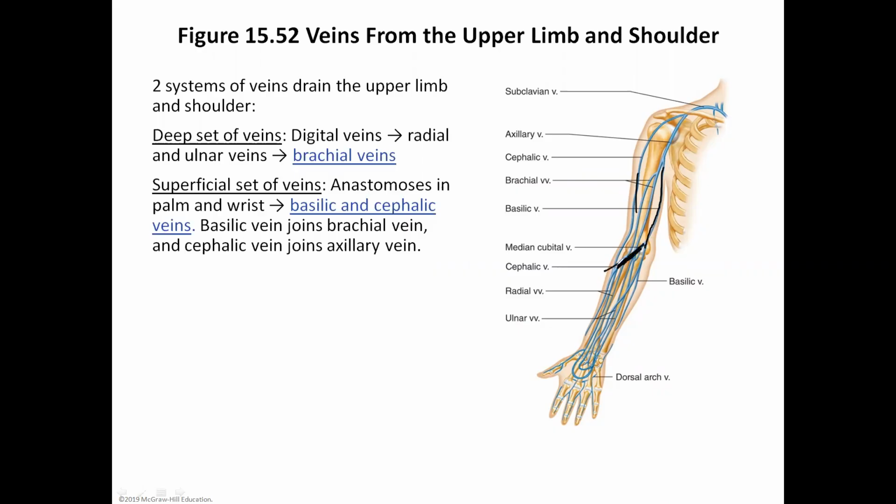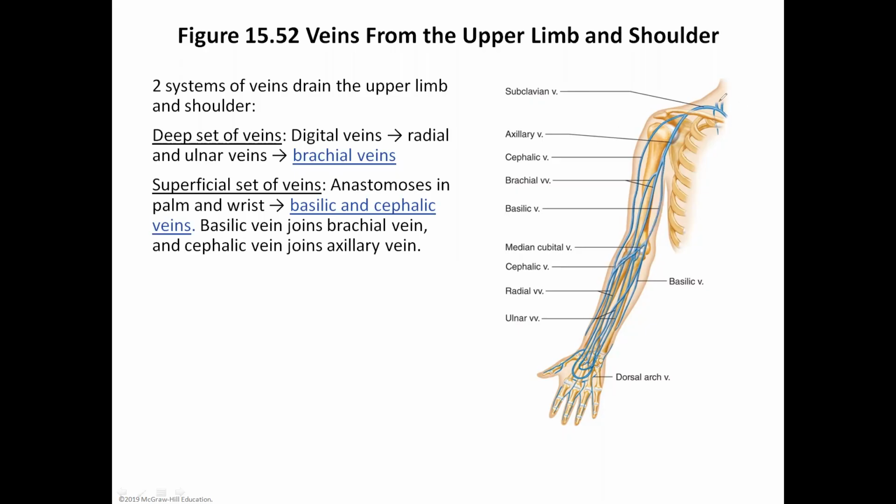One very common one that we utilize in phlebotomy is the median cubital vein. And so this is usually where blood is drawn, because that's a pretty good vein spot. But you're also going to notice what we have are called anastomoses. And this is sort of a network of blood vessels that are working together in the palm and the wrist. And they're going to give rise to the basilic and cephalic veins. Now, the basilic vein is going to join the brachial vein. The cephalic vein is going to join the axillary vein.